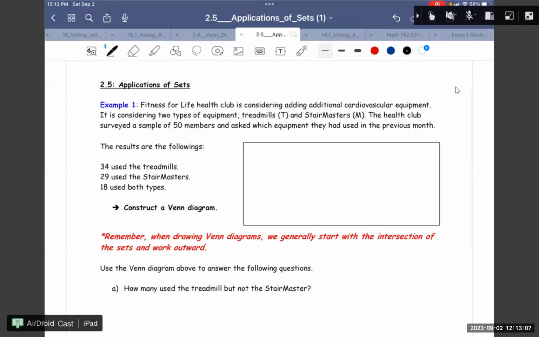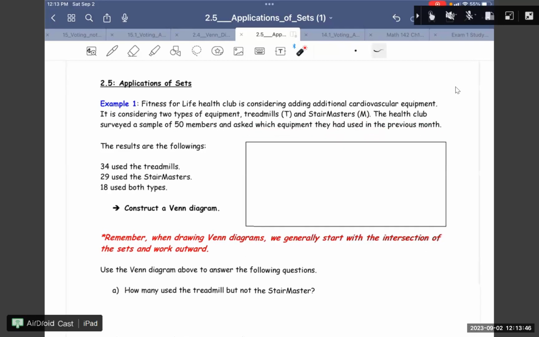Okay, so today we do 2.5 applications of sets. Example: a Fitness for Life health club is considering adding cardiovascular equipment. It is considering two types of equipment: the treadmill, which we can call T, and the Stairmaster, which we can call M. The health club surveyed a sample of 50 members and asked which equipment they had used the previous month. The results are the following.